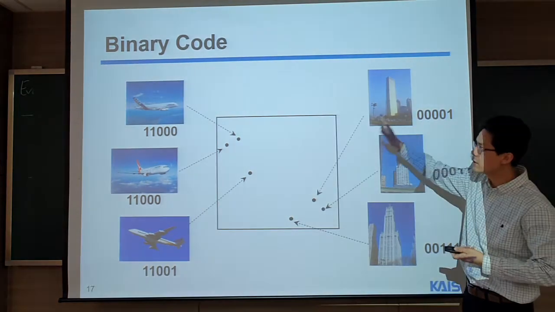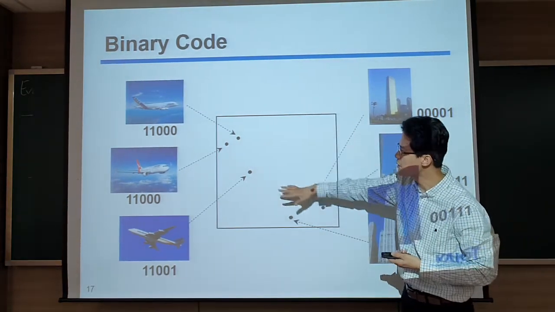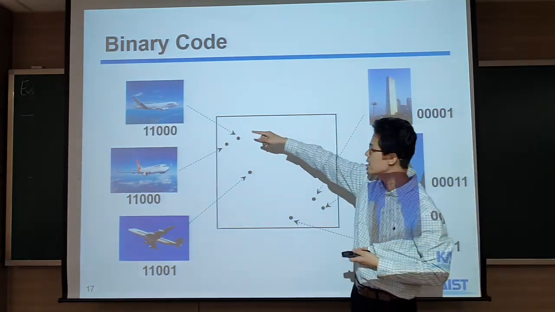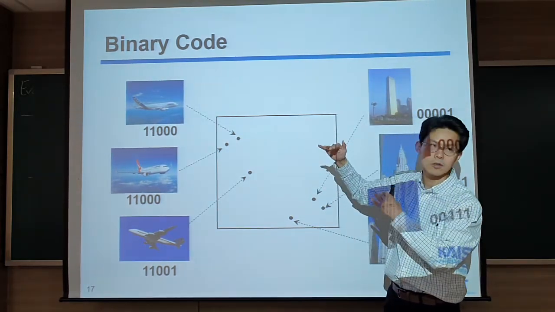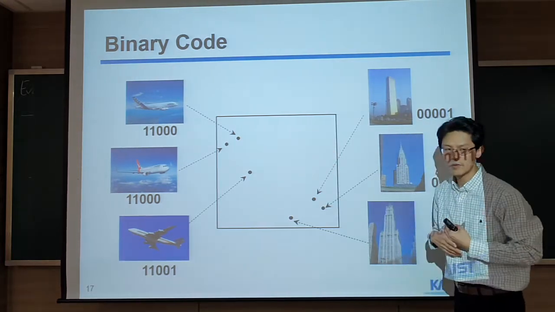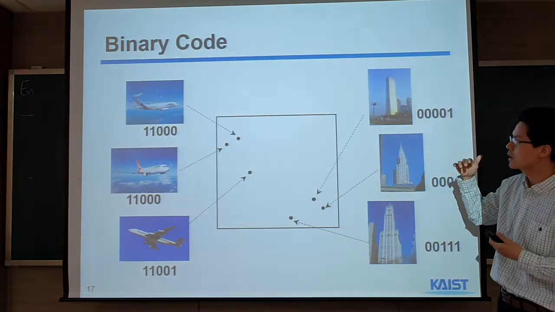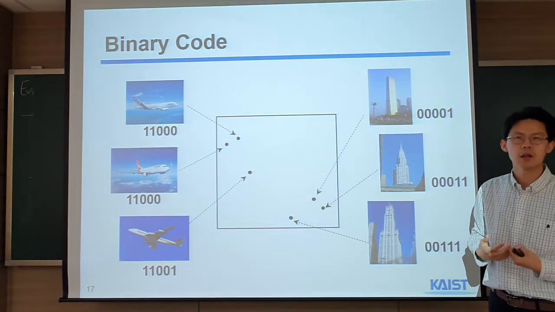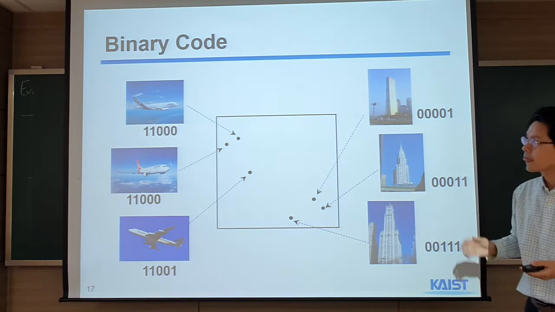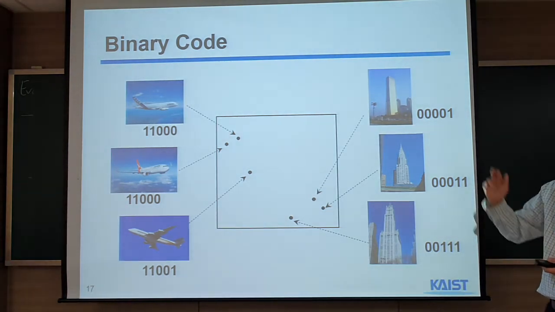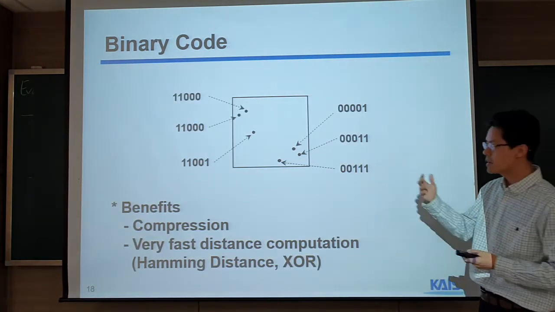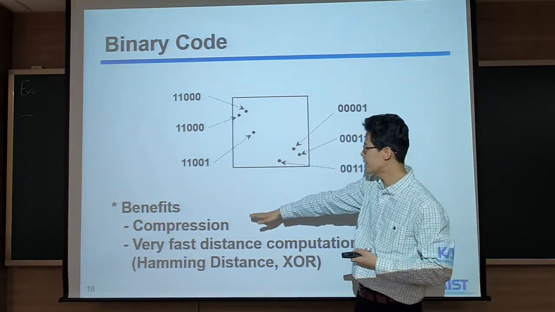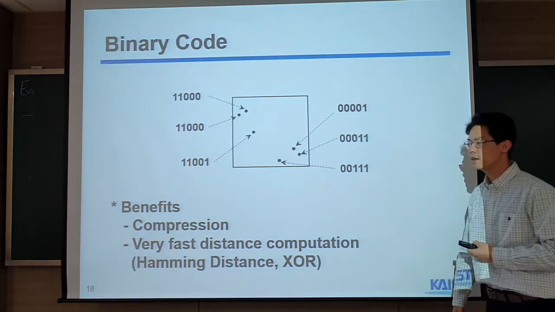And if we can do that, then we can run this image search within this space. Each image descriptor, in this case, is a very compact binary code. Then we can store all of these binary codes in the main memory, right? And then we can do the image search in a very fast way. That's one of the benefits of using binary code. As I mentioned earlier, using binary code comes with a lot of benefits. We can compress a lot. Also, it turns out that the distance computation is very fast.